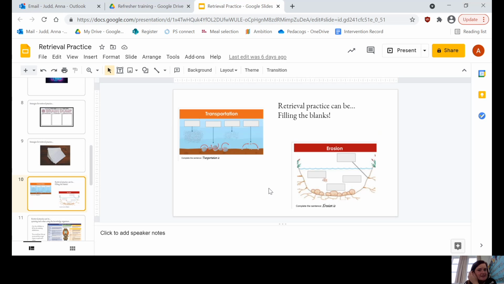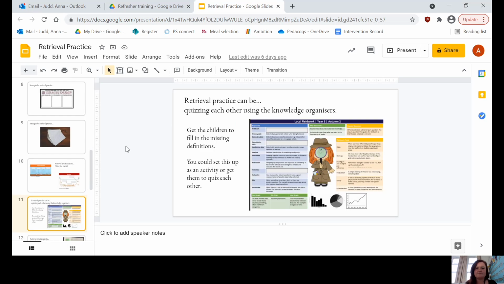It's nice to see things like filling in the blanks. So if you're looking for ways that retrieval can be evidenced in their books, it can be a fill in the blanks activity. They could stick it in, they could write it down. Retrieval should just be a 5-minute starter. It doesn't have to be a big task. It might just take a few minutes to reactivate that prior learning.